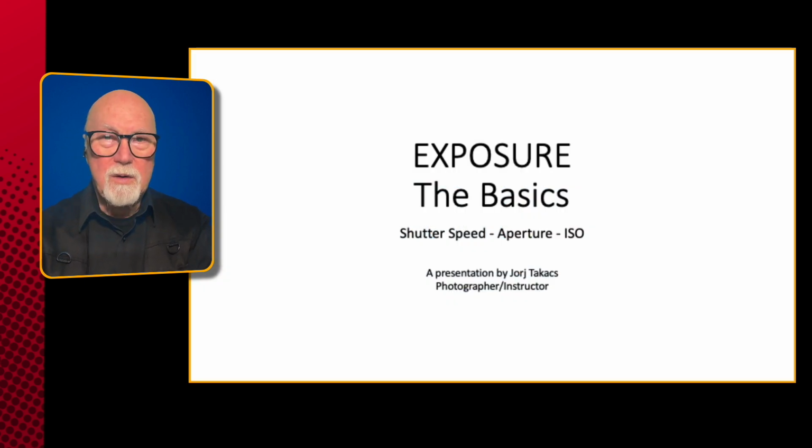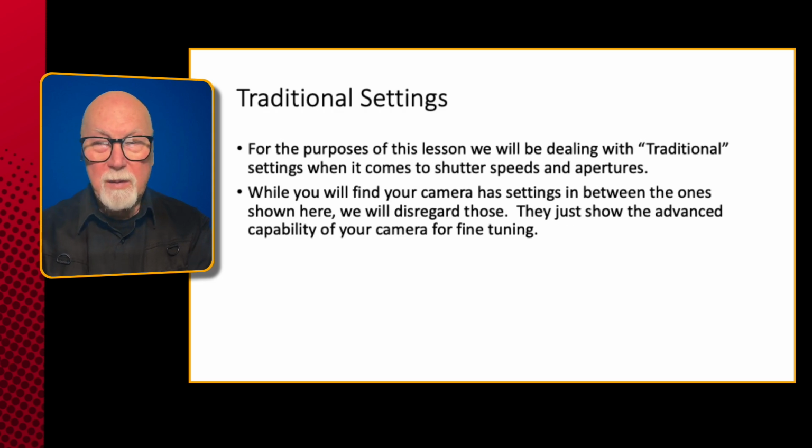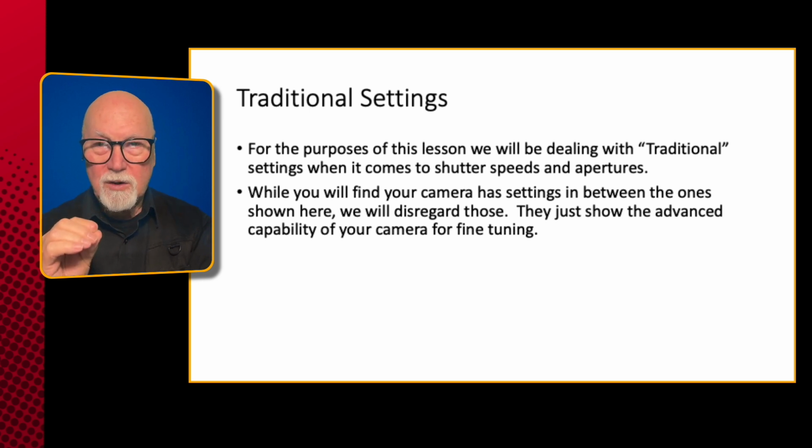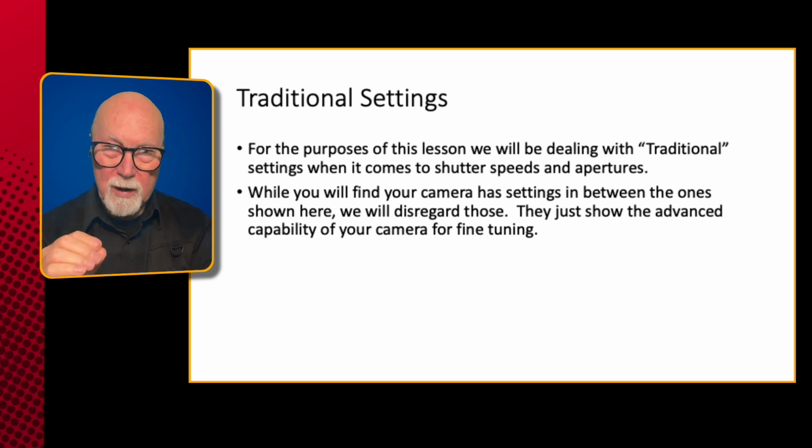Exposure basics is what I'm going to talk about tonight: shutter speed, aperture, and ISO. So let's get started. But before we do, it's really important for you to understand that I'm going to be talking about traditional settings when it comes to shutter speeds and apertures. While you will find that your camera has settings in between the traditional apertures and shutter speeds, there are two more that the camera can break down into finer units. These are great for fine tuning your exposures later on, but we're going to disregard them.